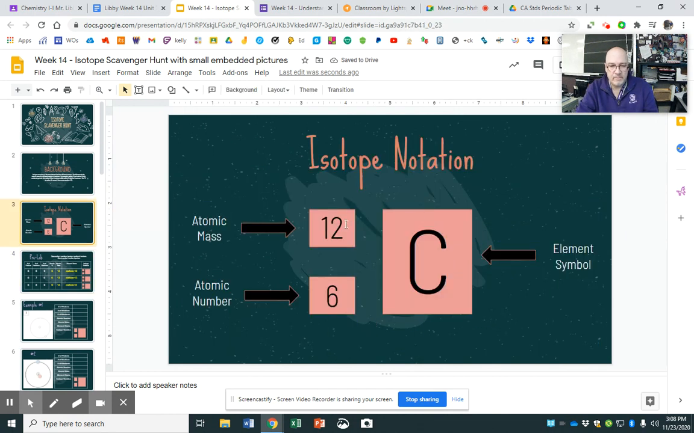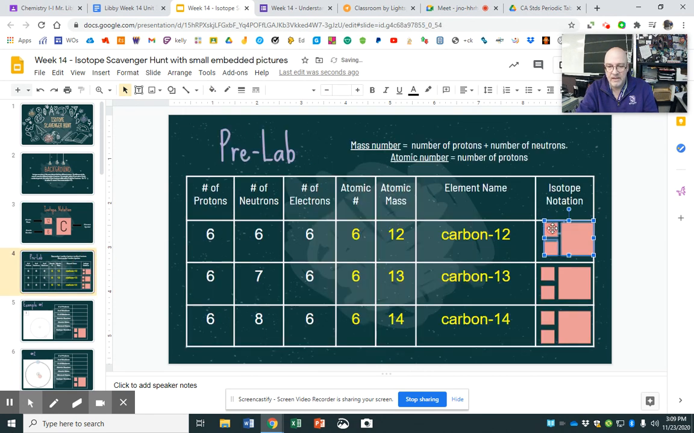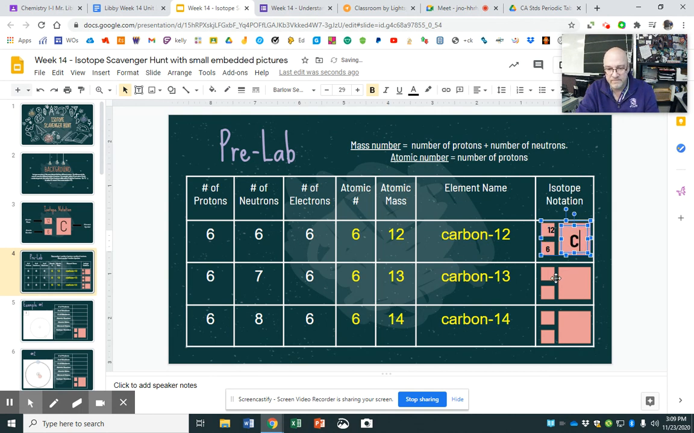Now the mass always goes up on top, the number on the bottom, and the symbol over here. So the mass always goes up on top. The mass of this one is 12. That's a 6. And that's a C. The mass of this one is 13. That's a 6, and that's a C. And the mass of this one is 14. 6, C.